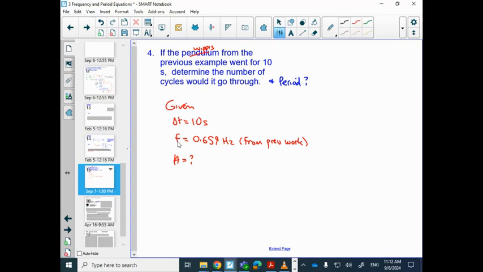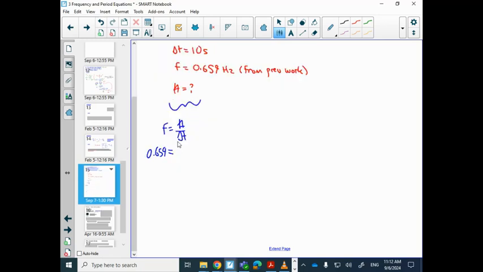So, ways we could do this. We could, of course, look at this and say, hey, we've got our frequency equals number over time equation. And so we're going to have our 0.659. Time interval of 10 seconds, and we're asking how many. And so we're just going to multiply both sides by 10.